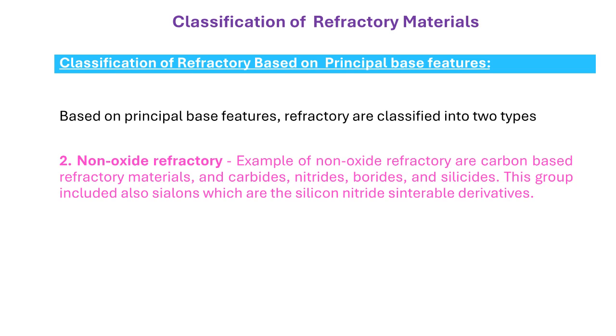Borides are compounds containing boron. Silicides, compounds made from silicon and metals. Sialones, a family of advanced materials derived from silicon nitride. Non-oxide refractories offer unique properties that oxide refractories simply cannot provide. However, they are usually more expensive and their applications are limited to situations where those special properties are absolutely necessary.